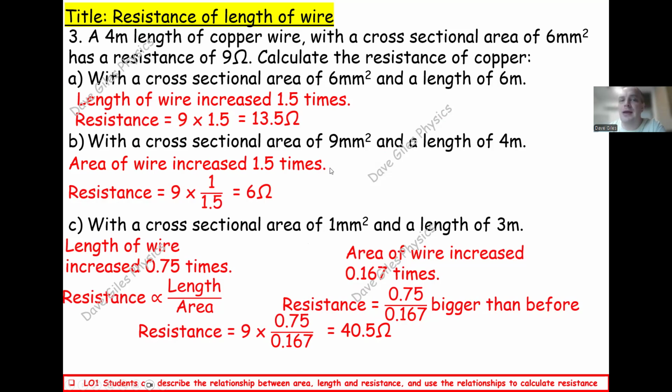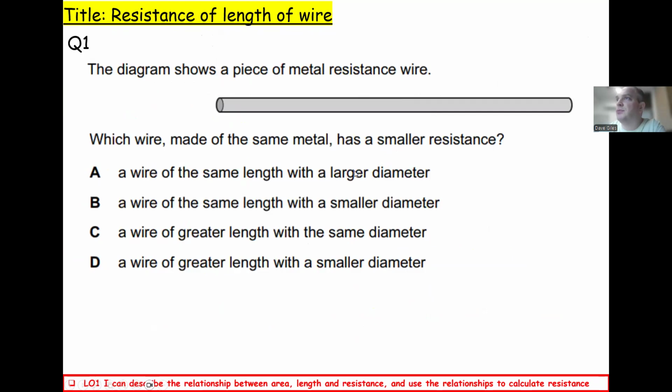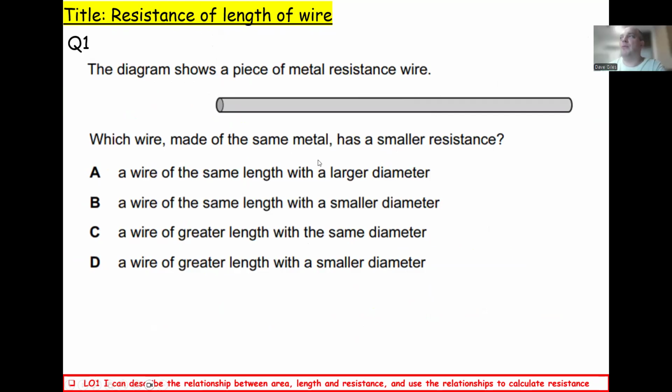Now have a go at these past paper questions, paper 2. The diagram shows a piece of metal resistance wire. Which wire made of the same metal has the smaller resistance? Start from the bottom. A wire of greater length with a smaller diameter. So it's greater length, so that means the resistance will increase. Smaller diameter will also increase that, so it's definitely not that.